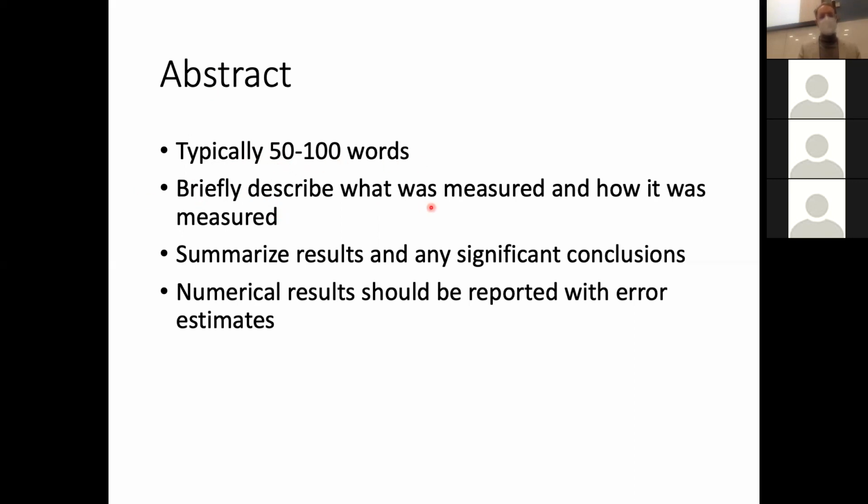You want to briefly describe what was measured and how you measured it. You want to summarize the main results and any significant conclusions that arose out of your experiment. And you want to report the final numerical result. If the purpose of your experiment, for example, was to measure a particular rate constant, then you want to say, we measured a rate constant of X moles per liter second, plus or minus X. So give the numerical result and its uncertainty. Okay.